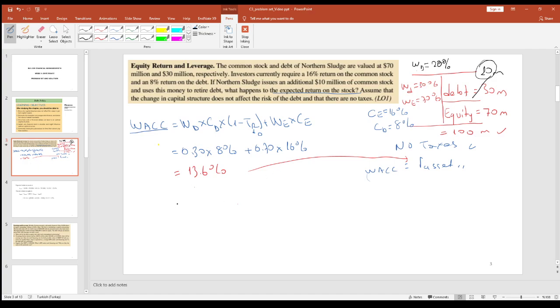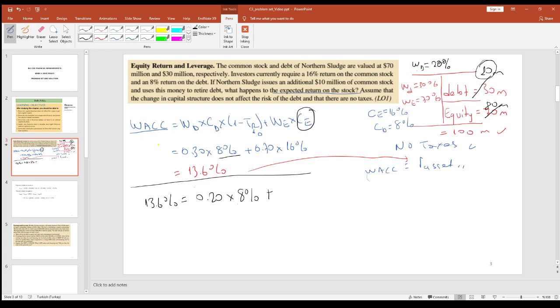So ladies and gentlemen, this amount will be 80 million. In this new situation, what is asked is what will be the cost of equity in this new scenario. So let's rearrange this equation. 13.6% is the weighted average cost of capital. So weight of debt in this case is 20%, 0.20 times, well, this 8% will remain the same.